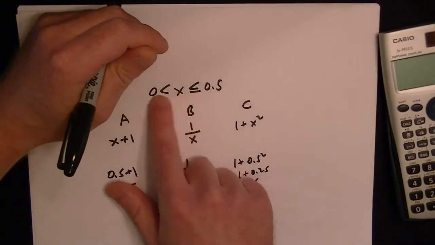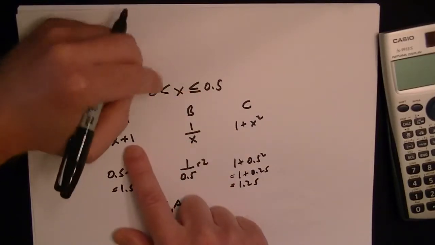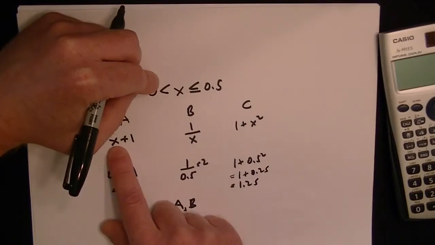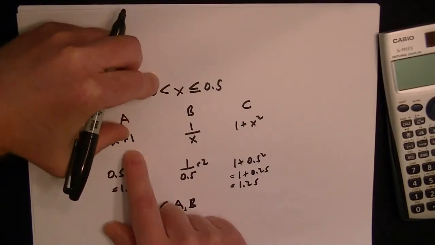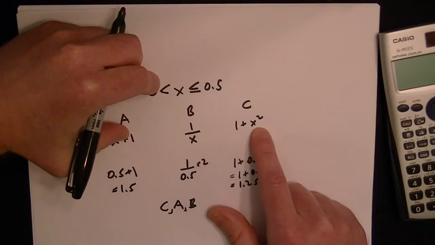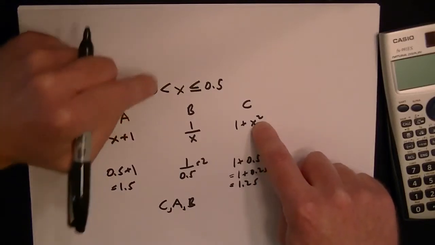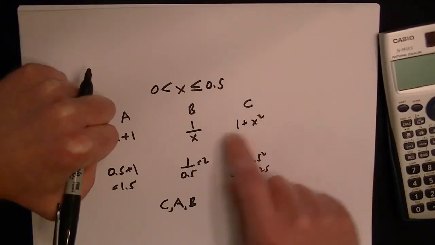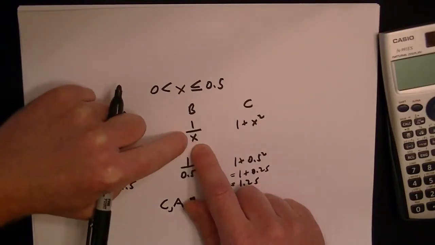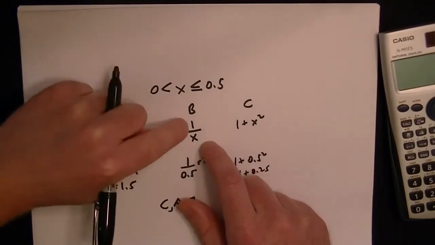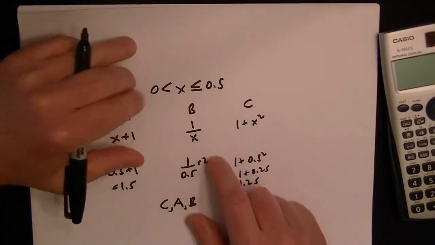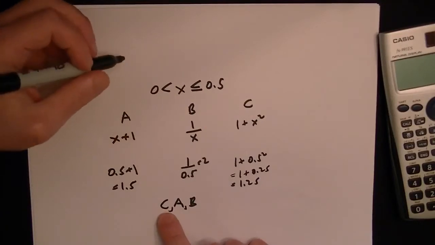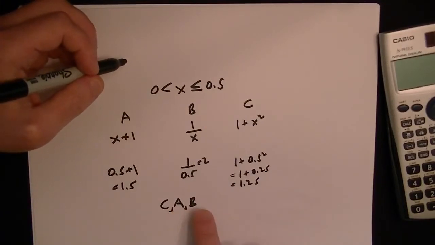And so this will work all the way for this range, because if you pick a number close to 0 but not 0, you've got a really small number plus 1 on this side. Then you've got 1 plus an even smaller number. So this one is going to always be smaller than this one. So C is always going to be smaller than A. And then 1 divided by a really small number is going to give you a rather large number, so B is always going to give you the largest answer for this range. So from least to greatest, C, A, and then B.